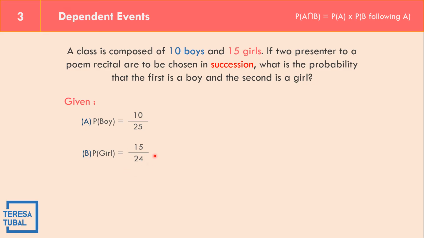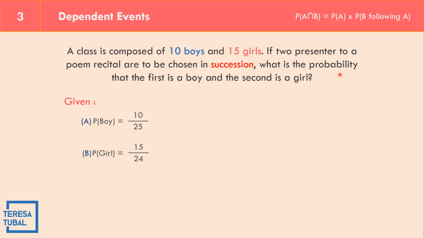Why 24 in the denominator of the probability of the girl? Because in succession, ibig sabihin nun magkasunod. So if magkasunod, nauna na yung boy, another is girl. So 25, we need to subtract it. 25 minus 1, that is equal to 24.